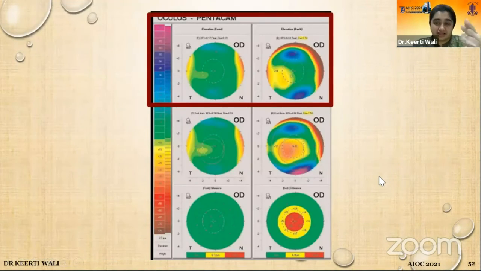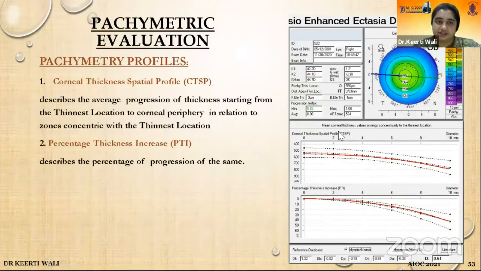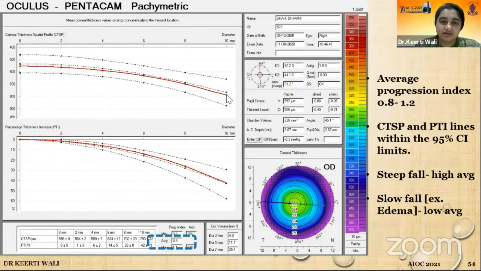In this case, you can see that the difference is very significant, and this is made clear cut in the third zone. It is shown by red color. So this is how the Berlin-Ambrosia enhanced ectasia display helps us identify early keratoconus patients. And this also has 2 graphs, a corneal thickness spatial profile and the percentage thickness increase profile. So in this, what we have to see is 3 points. One is the curve, the red line, where it is lying.